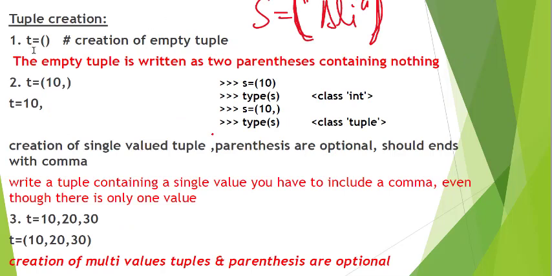So how do you create a tuple? This is the empty tuple. t equals simple parentheses and there's nothing else. So it's an empty tuple.